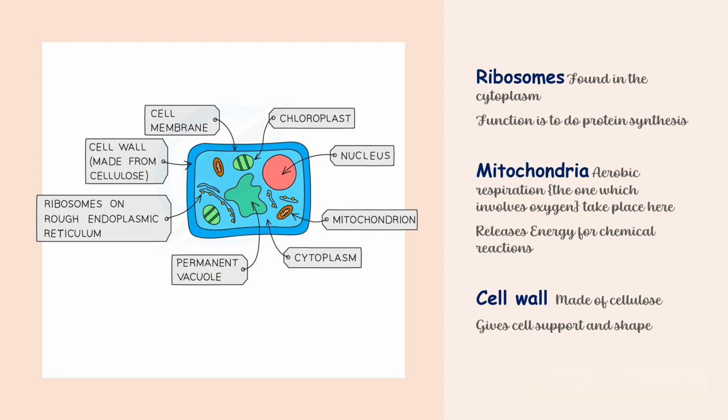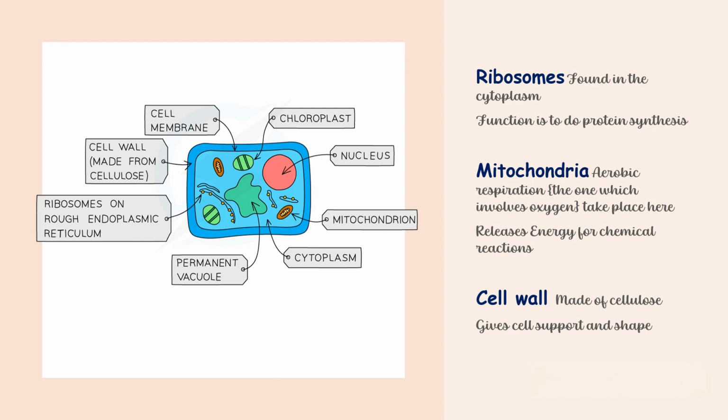Ribosomes. Ribosomes are found in the cytoplasm of the cell. Their function is to do protein synthesis, or making proteins. Mitochondria. Aerobic respiration, the one which involves oxygen, takes place in the mitochondria. Its main function is to release energy for chemical reactions.